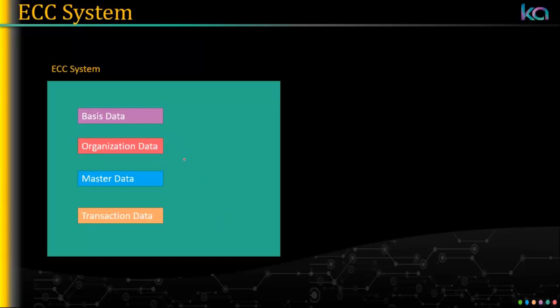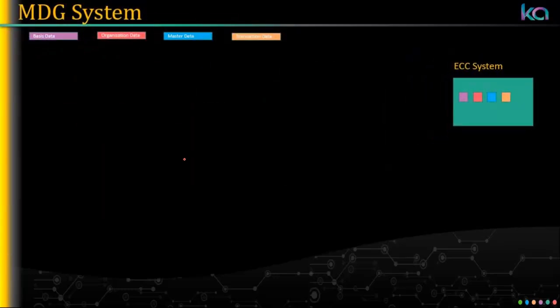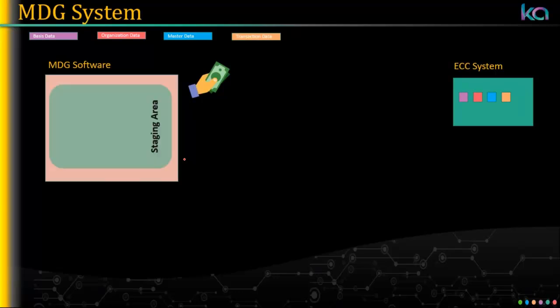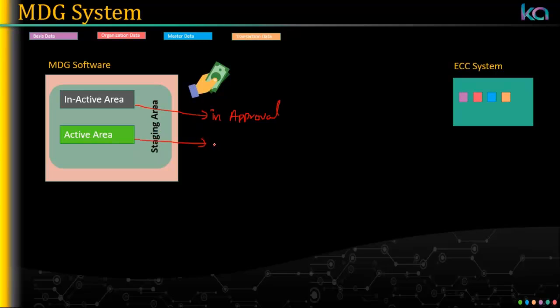Now, if you park this discussion aside, the customer would purchase the MDG software from the service marketplace, and the moment he purchases the software, he'll get a staging area in the MDG software which holds the inactive and active data. When we say inactive, it is the data which is in the approval process. Active means after approval.